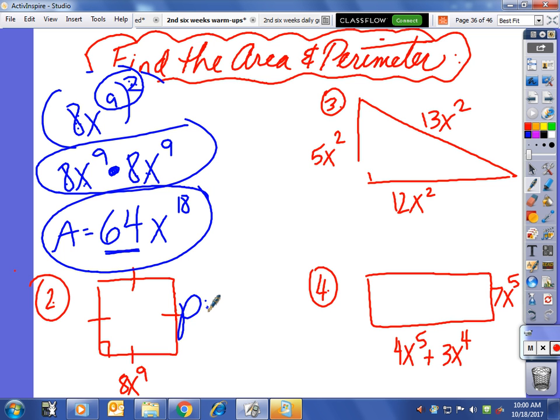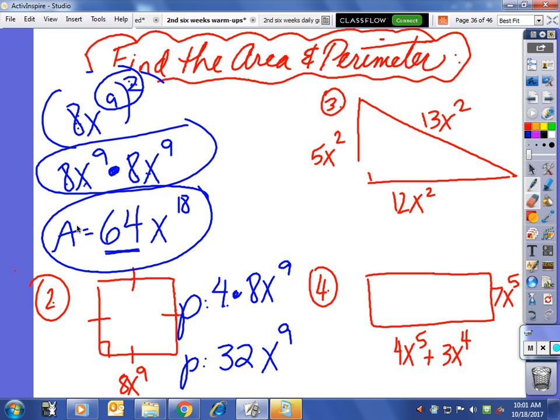Perimeter, different story. I'm doing 8x to the 9th plus 8x to the 9th plus 8x to the 9th plus 8x to the 9th. Or, what's a shorter way to do that? 4 times 8x to the 9th. Is this 4 going to affect my exponent? No, not at all. So what's the perimeter? 32x to the 9th.